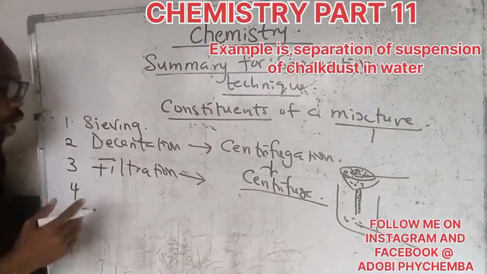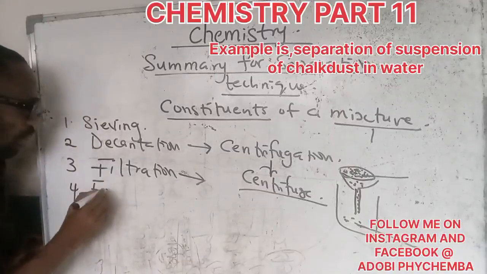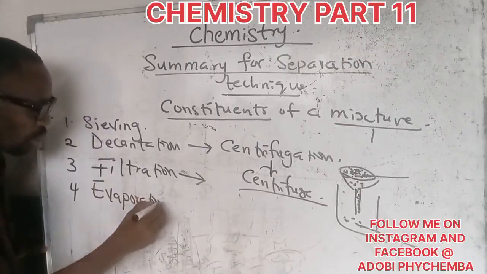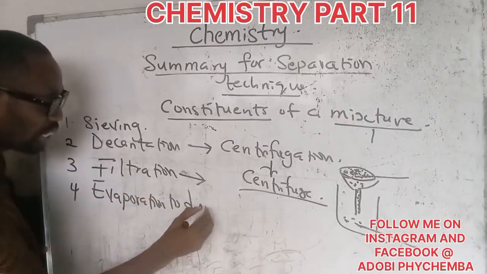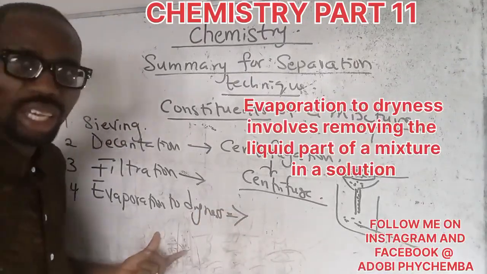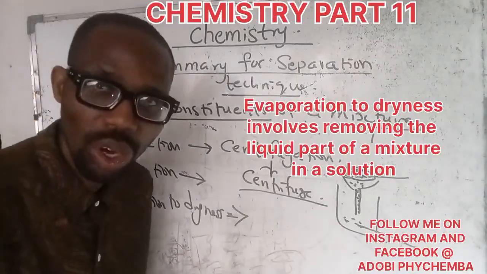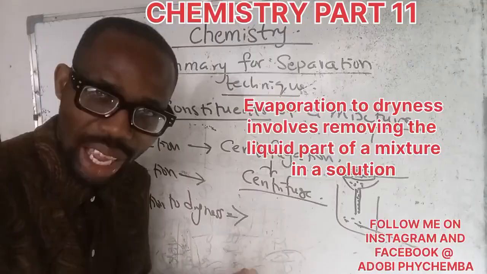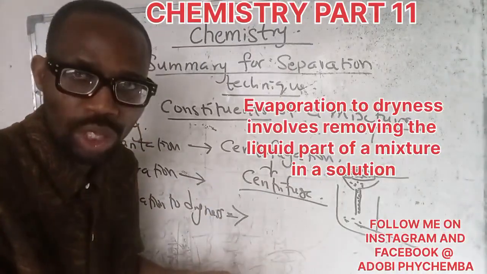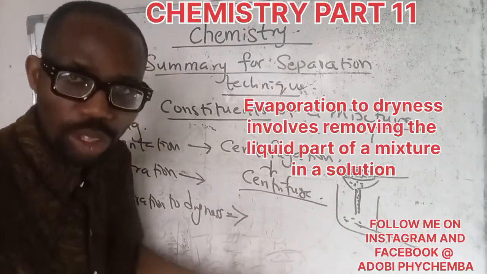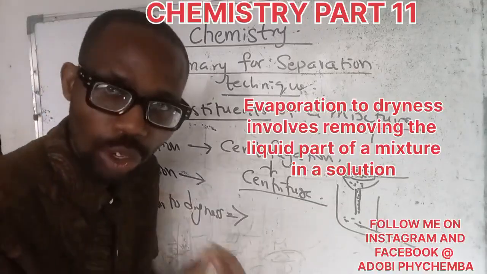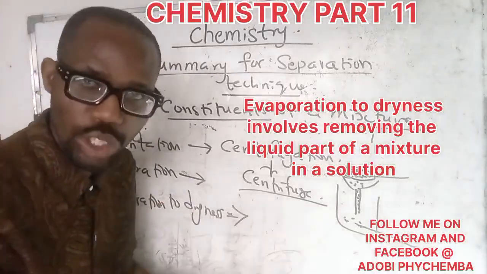Number 4, we also went on and talked about evaporation to dryness. It's a separation technique method. Now, what does this mean? It simply means it's a type of separation that deals with removing water, removing the liquid part of a solution. The very essence is so that at the end of the day, we can obtain a salt or a solid substance.